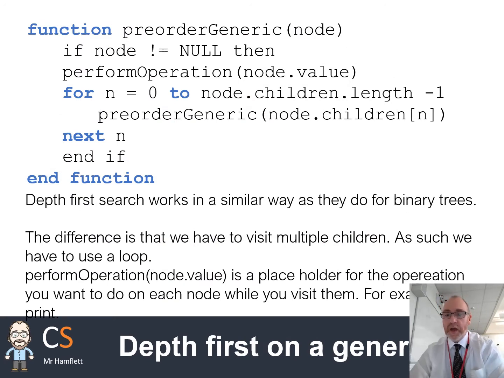So this is where we picked off now. I think it's a good time to pause just to make sure you're happy with that. We're now going to look at depth first on a generic tree. Now, this ironically is exactly the same code, but it doesn't look the same, does it? Okay, but let's actually really think about it.